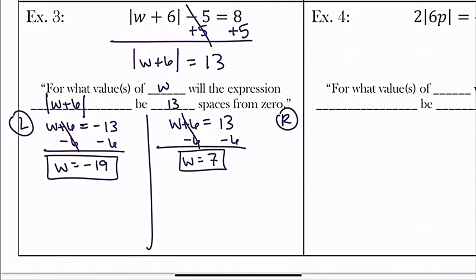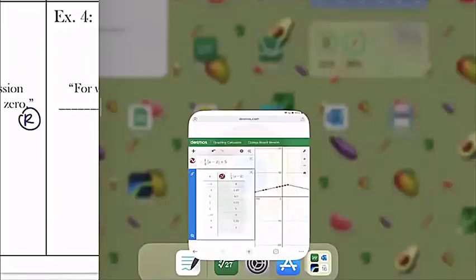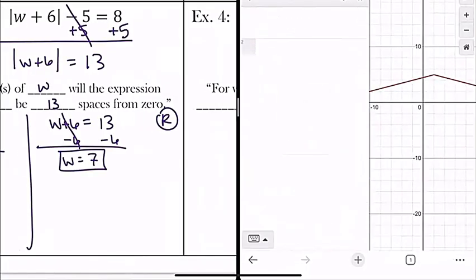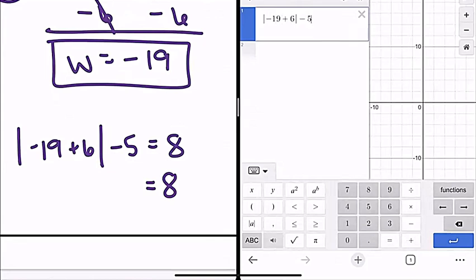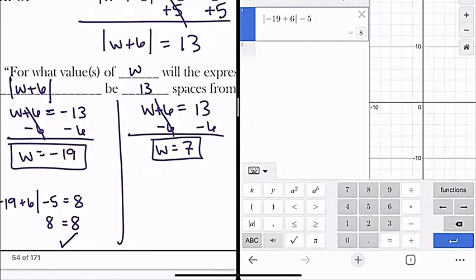So you would just plug it back in. Here I have the absolute value of negative 19 plus 6 minus 5 equals 8. And then you just type it into the calculator. This is the part that gets a little annoying, to be honest with you, because it's a lot of typing. But we're just going to type in the part on the left side. Obviously, we're not going to type in the equals 8. We want this side to equal 8. So negative 19 plus 6 minus 5. You can see it does equal 8. 8 equals 8. That is true. So this solution works.